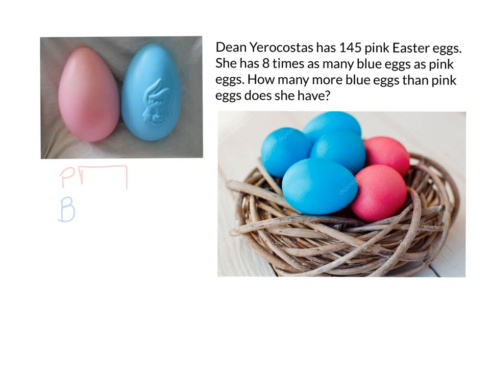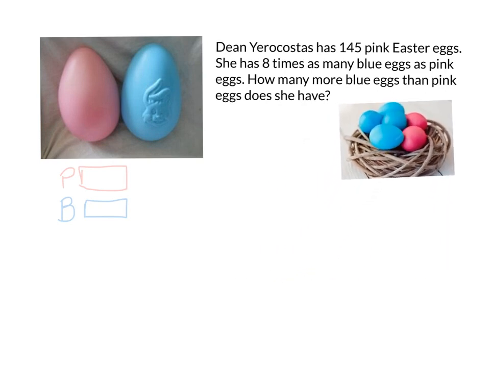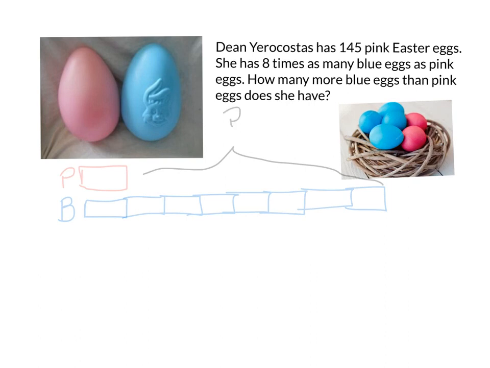So here's our pink bar. And how many times bigger is the blue bar? 8 times. So that means that 8 of those have to fit, which means that I'm going to have to make this picture a little smaller because I need to draw 8 blue. 1, 2, 3, 4, 5, 6, 7, 8. And what it's asking me is how many more blue eggs than pink eggs does she have? So that would be this space right here. That's what I'm trying to find.